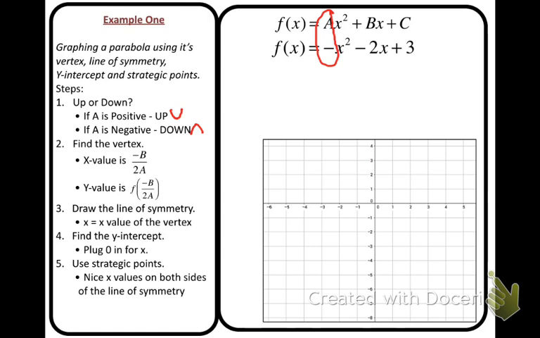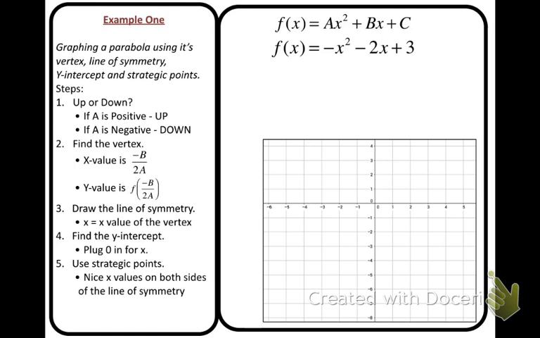So looking at this here, our a is -1. It's negative, which means our parabola will be opening downward. So when we go and we plot our points, and if it doesn't give us a U-shape, then we know we did something wrong. Okay, so step 1 is done. We know our parabola is going to open downward.